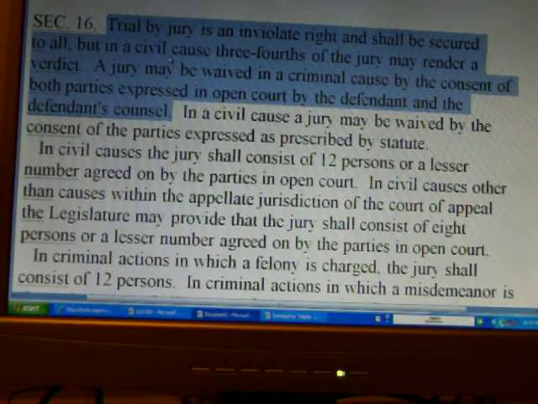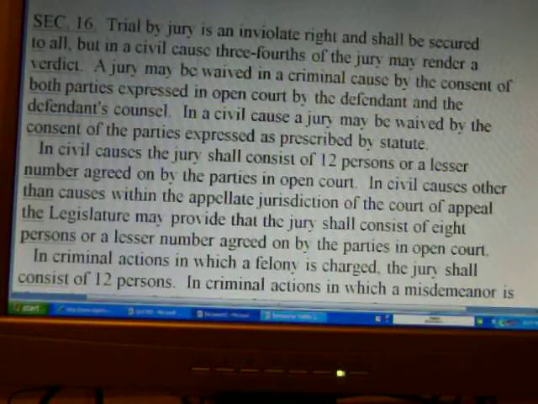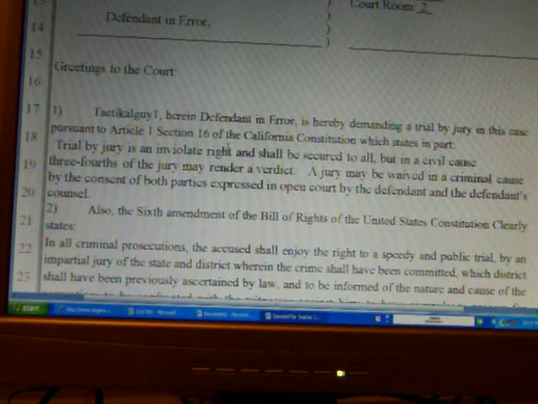Okay, so I hit copy. Then over here I just pasted it, so it's only part of it, so that's why I put Article 1, Section 16 of the California Constitution, which states in part, trial by jury is an inviolate right and shall be secured to all, blah blah blah. Okay, then I put period. Of course, I already had it, so I pasted it there.